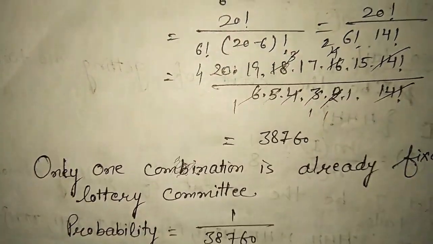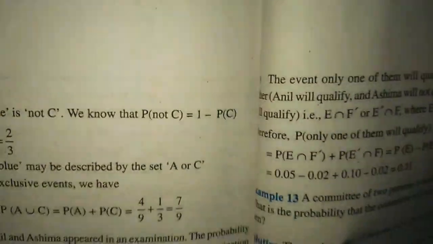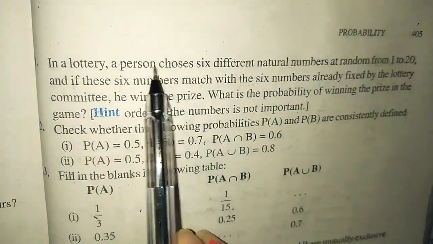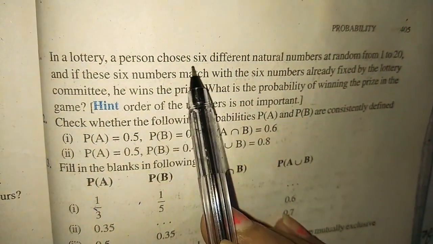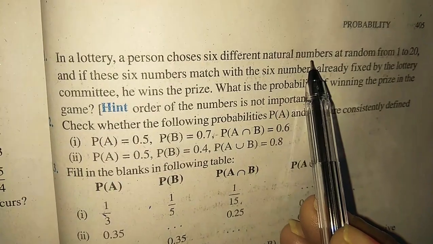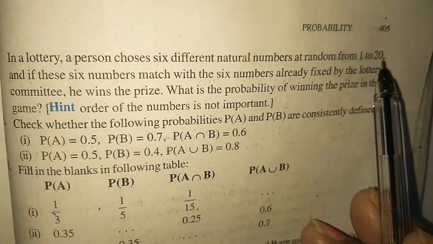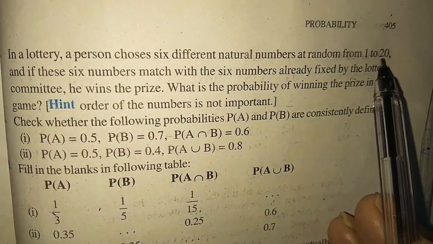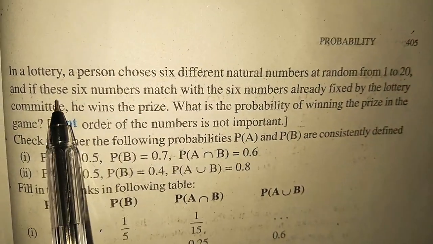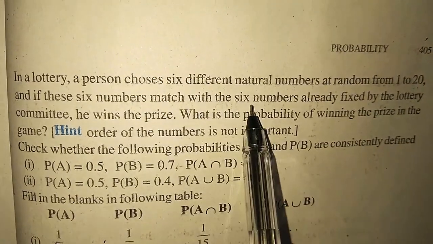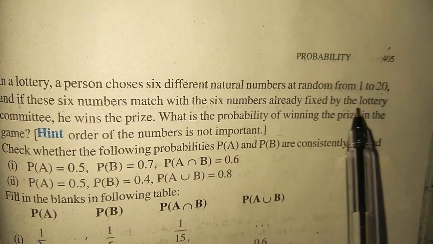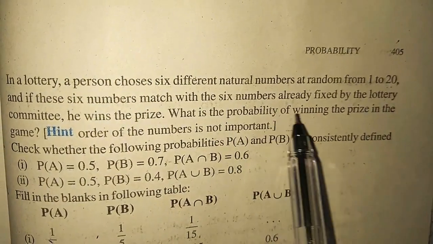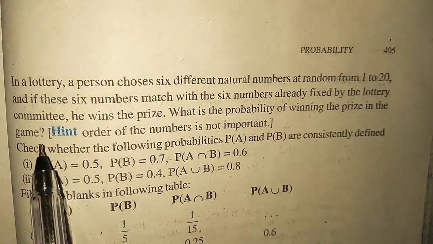Okay, so look at the 11th question. In a lottery, a person chooses 6 different natural numbers at random from 1 to 20. He wants to choose 6 different natural numbers from 1 to 20, and if these 6 numbers match the 6 numbers already fixed by the lottery committee, he wins the prize. What is the probability of winning the prize in the game?